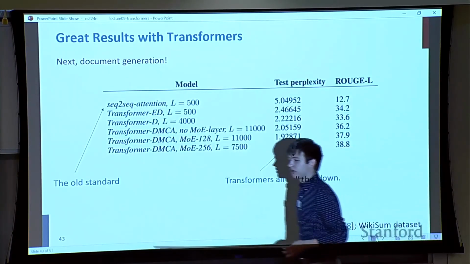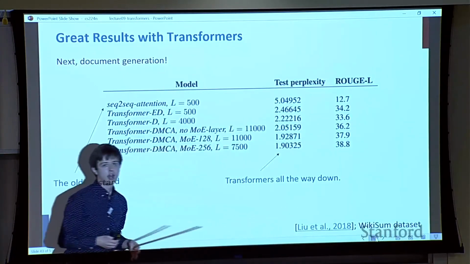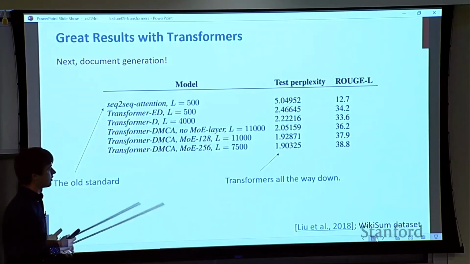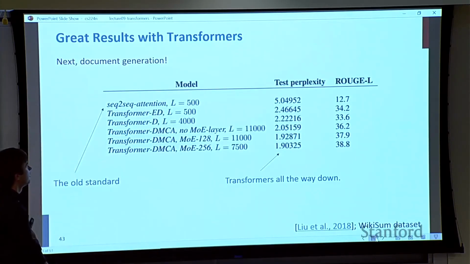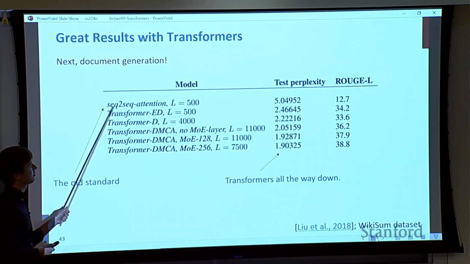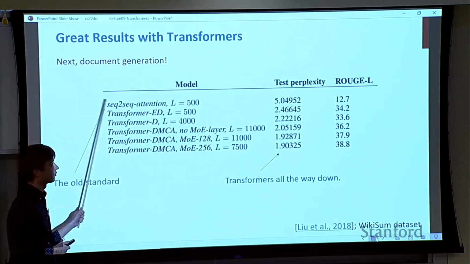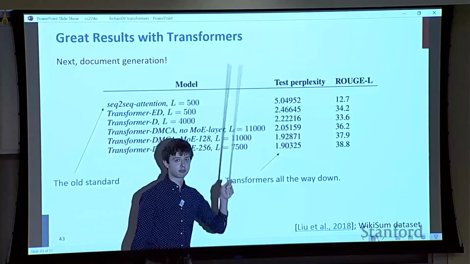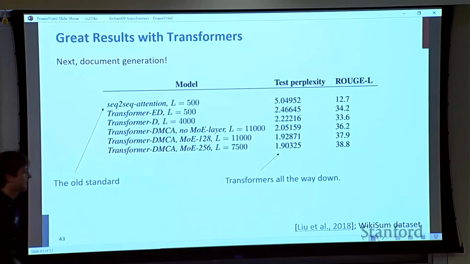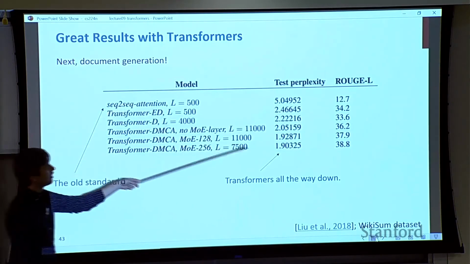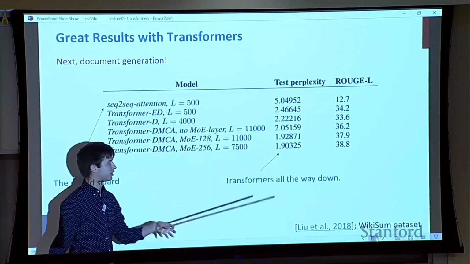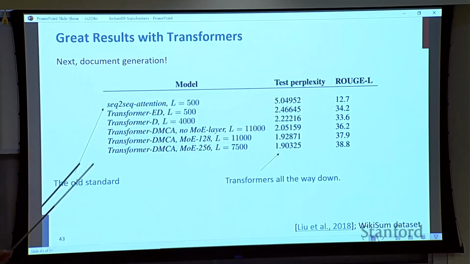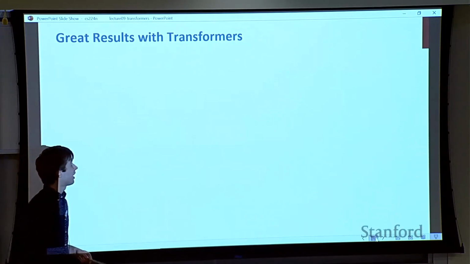Past that, there were a number of interesting results. Summarization is one of them. Here's a result on summarization. These are part of a larger summarization system, but I liked this table because you have seq2seq with attention, which we saw before, with perplexity, where lower is better, and ROUGE, where higher is better, on this WikiSum data set. Then there are a bunch of transformer models they tried, and at a certain point it becomes transformers all the way down, and the old standard of RNNs falls out of practice.